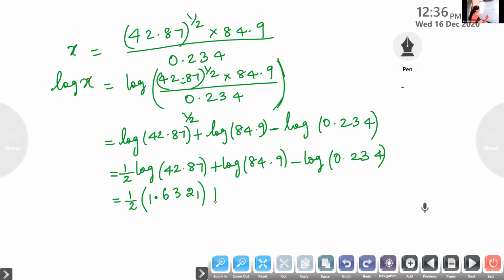1.6321 plus. Now take the next number, 84.9. We want to take the log. So what is the log of 84.9? What is the characteristic? When you write this in standard form, what will you get? It is 1.